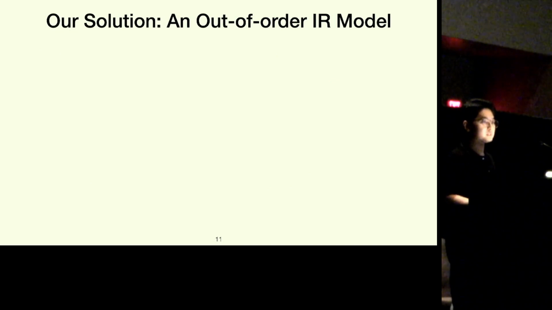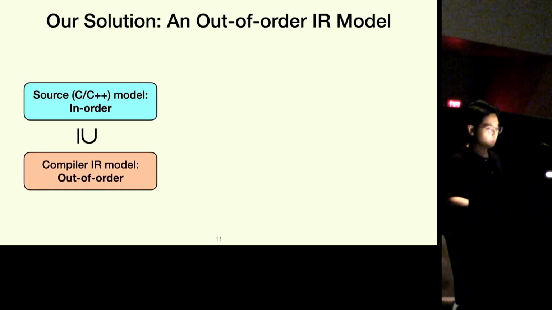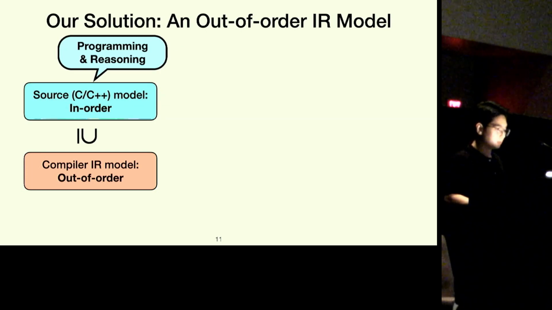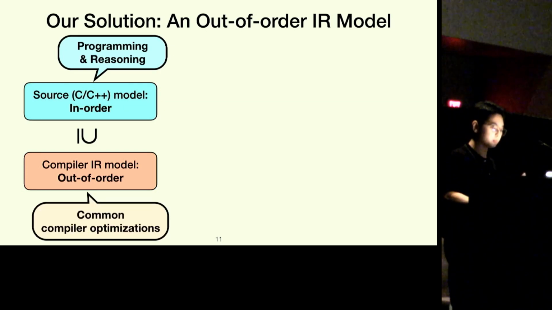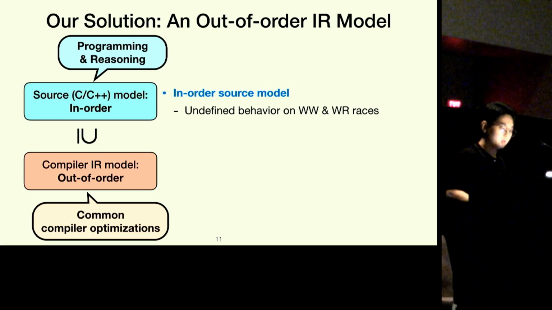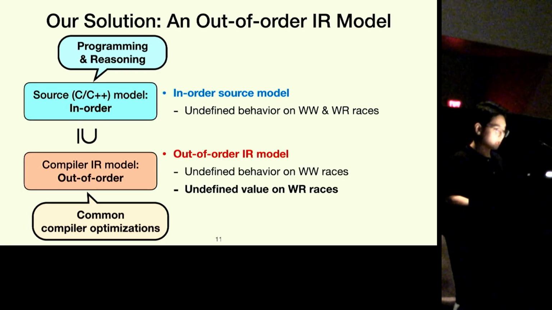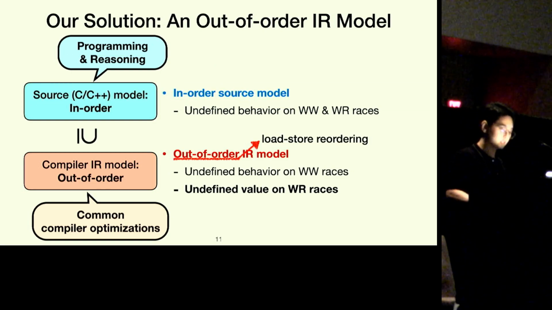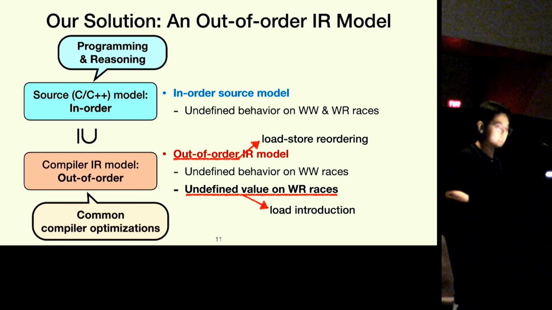So, how can we solve this problem? In this work, we observed that we can have two models, one for the source language, which allows in-order reasoning, and the other for the intermediate representation that allows compiler optimizations. For the source model, we use in-order semantics with undefined behavior for all races, which is amenable to existing verification approaches. For the IR model, we use out-of-order semantics with undefined value for racy reads. Then the IR model validates load-store reordering using out-of-order executions, and it also validates load introduction since it does not invoke undefined behavior on races between write and read.